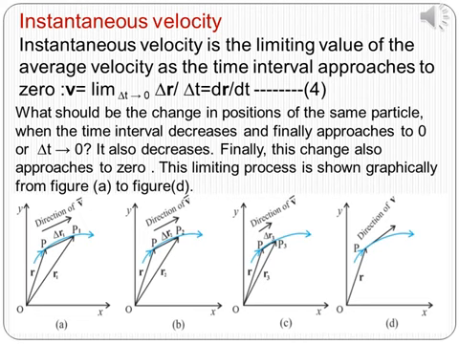Then what should be the change in position of the same particle when the time interval decreases and finally approaches 0, or delta t tends to 0? It also decreases. Finally, this change also approaches 0. This limiting process is shown graphically from figure A to figure D, given below.